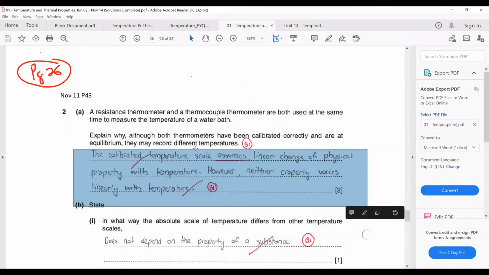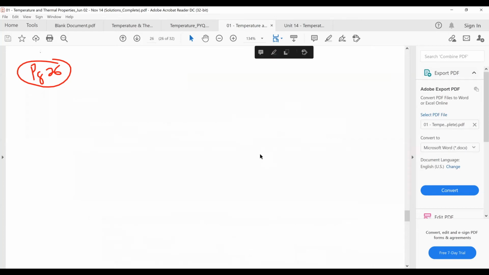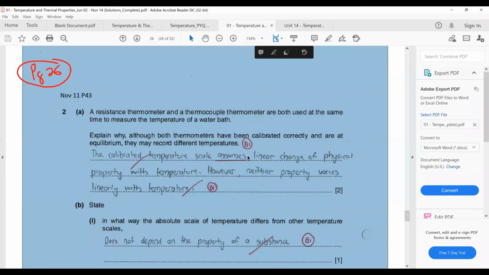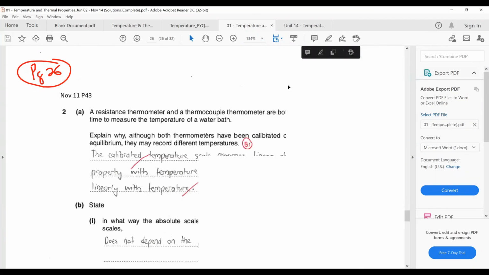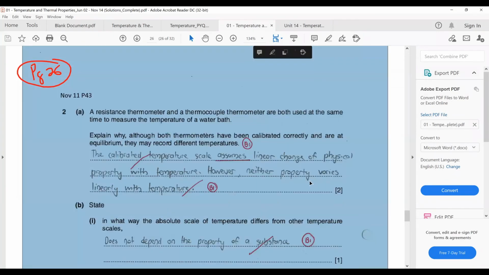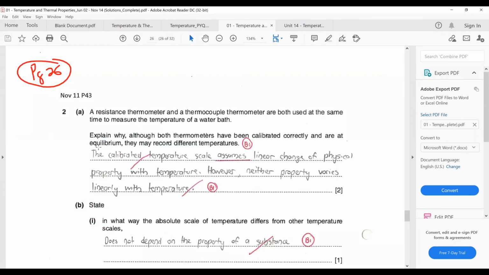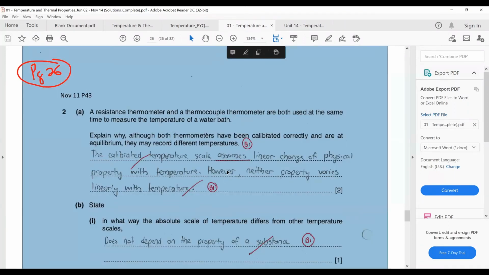Your calibrated temperature scale in degrees centigrade assumes linear changes of physical property with temperature. It assumes your thermometric property varies linearly with temperature. However, neither property actually varies linearly with temperature. You only assume it varies linearly, but the actual case is that it does not vary linearly with temperature.